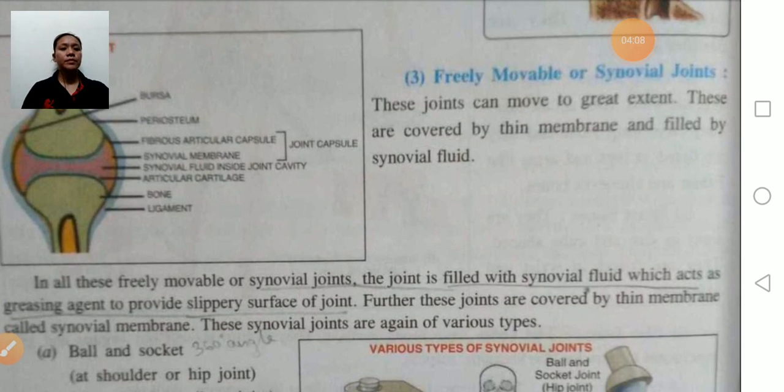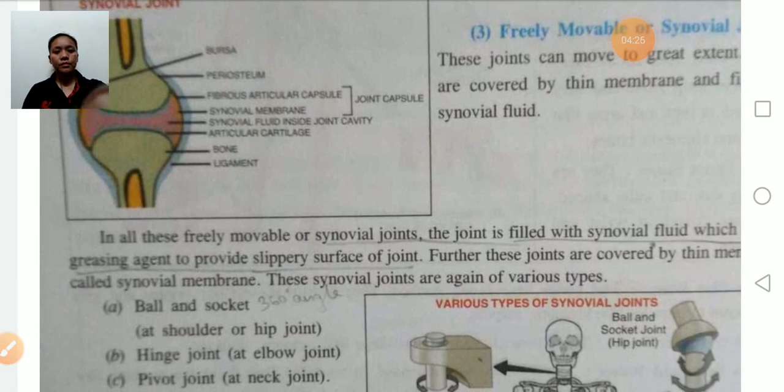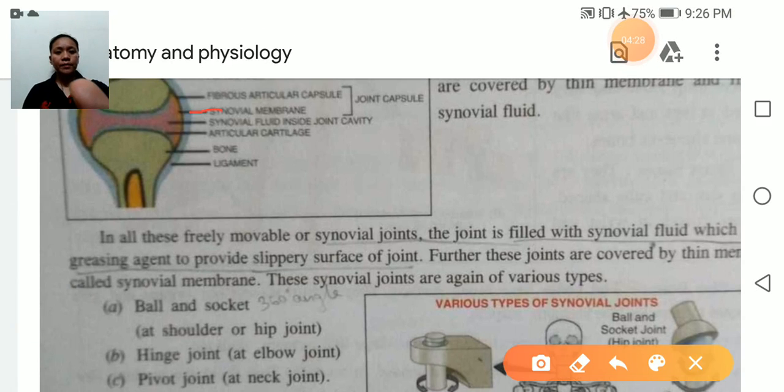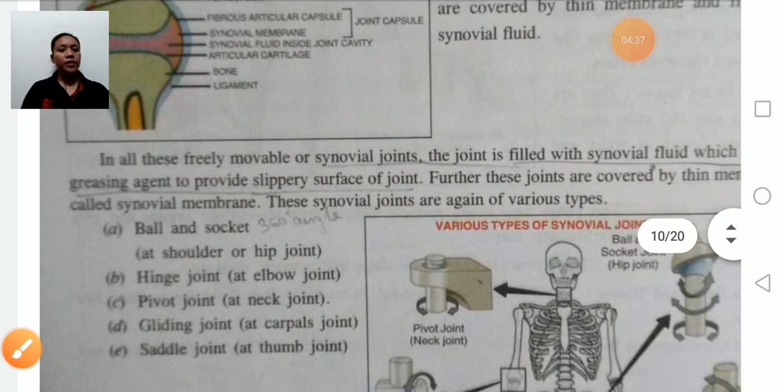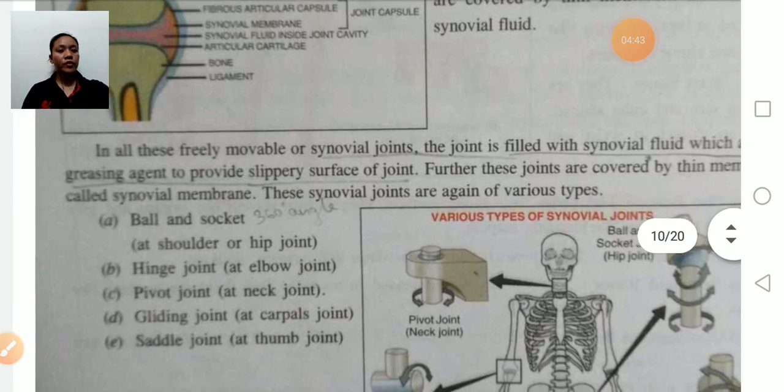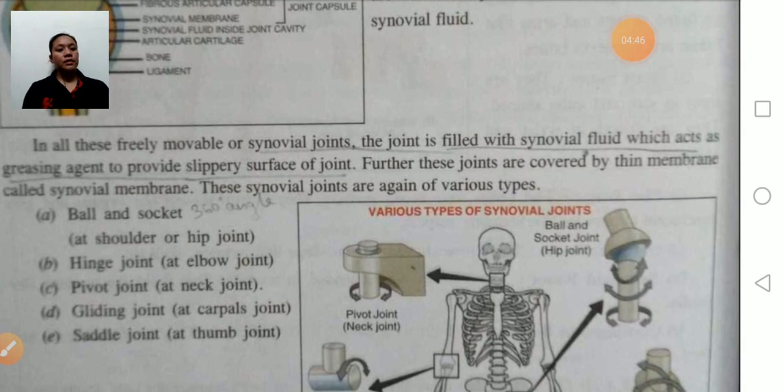And last is the freely movable joint. Freely movable joints are those joints which move freely to a great extent. These are covered by thin membranes and filled with synovial fluid. All these freely movable, or synovial, joints are filled with synovial fluid.